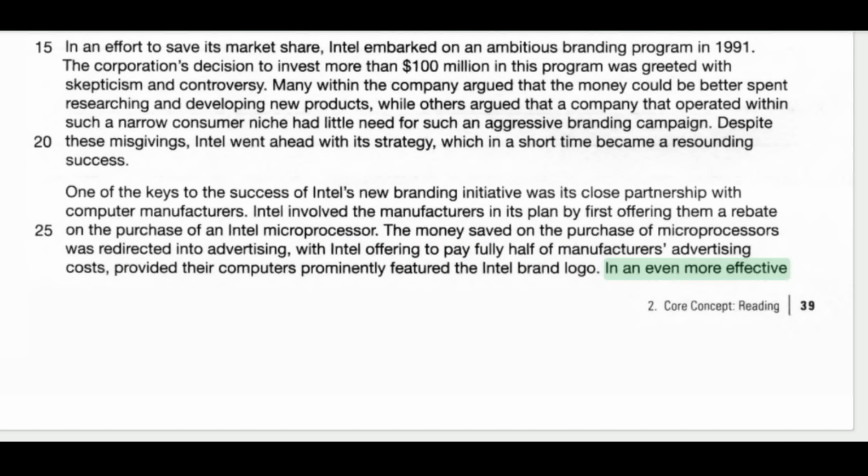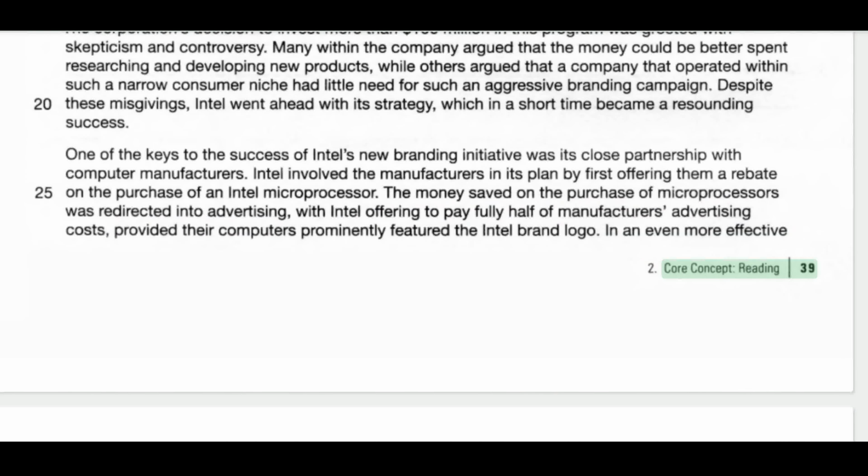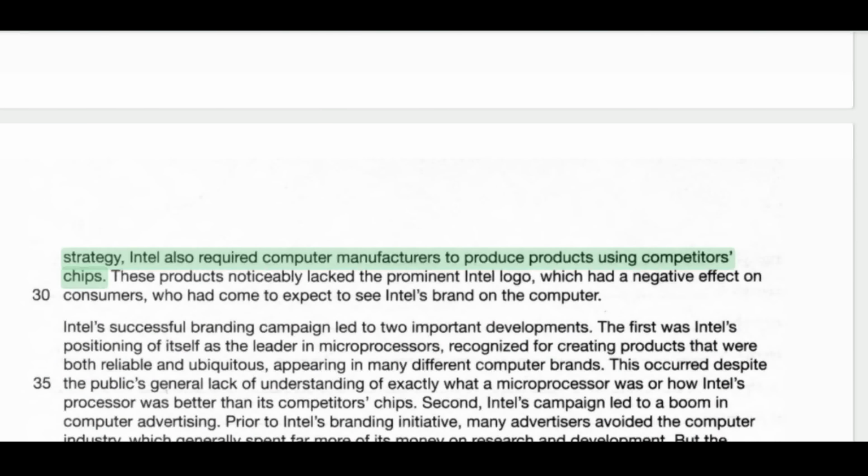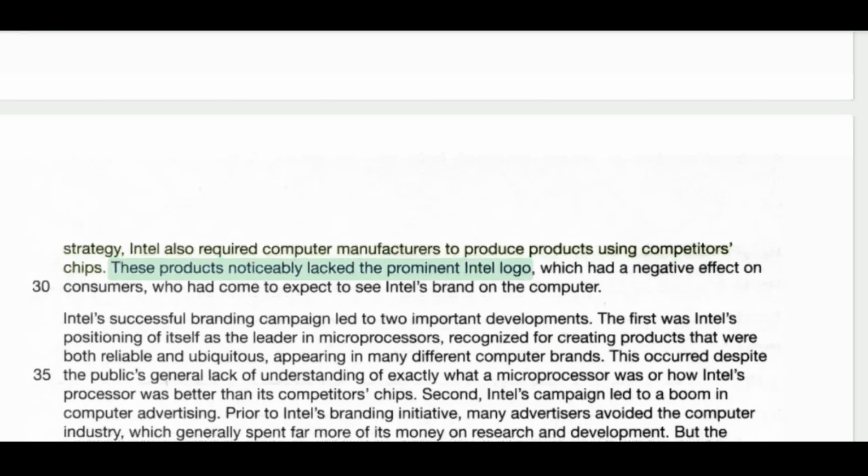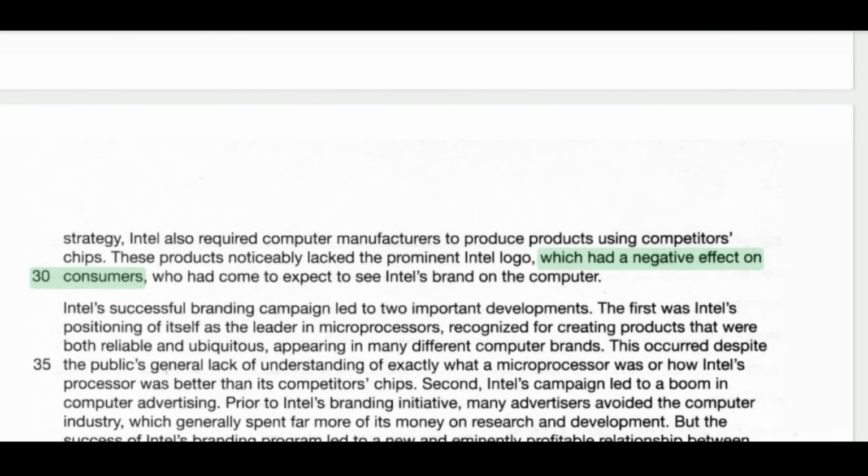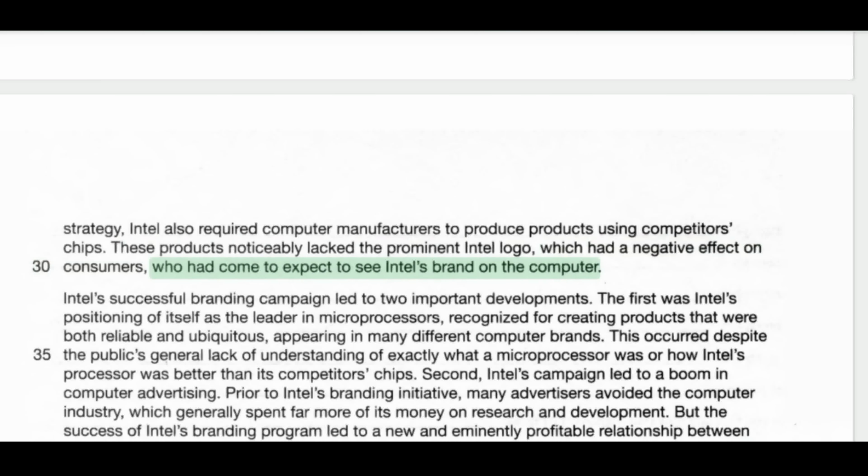In an even more effective strategy, Intel also required computer manufacturers to produce products using competitors' chips. These products noticeably lacked the prominent Intel logo, which had a negative effect on consumers, who had come to expect to see Intel's brand on the computer.